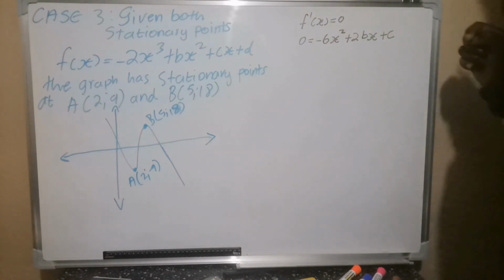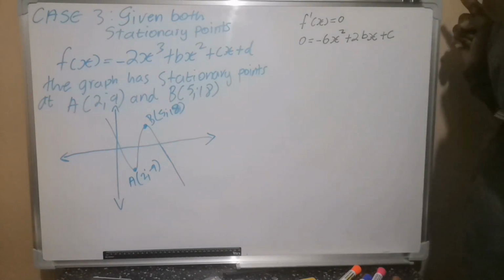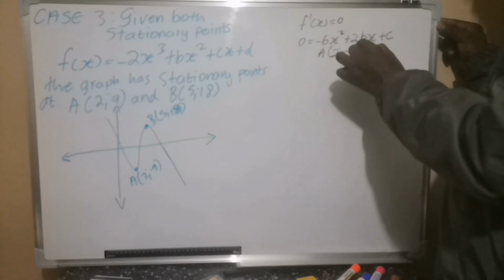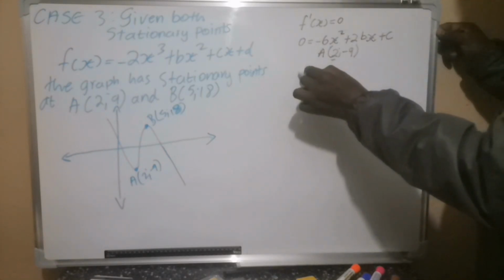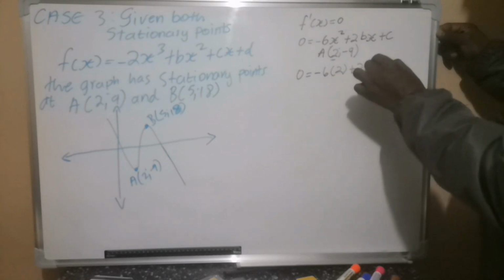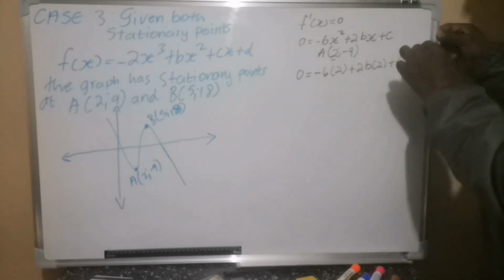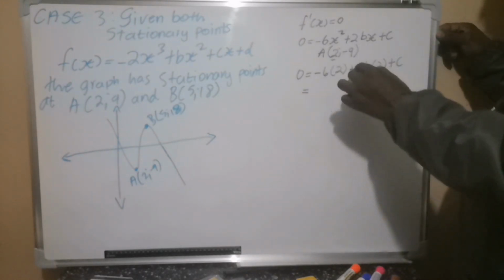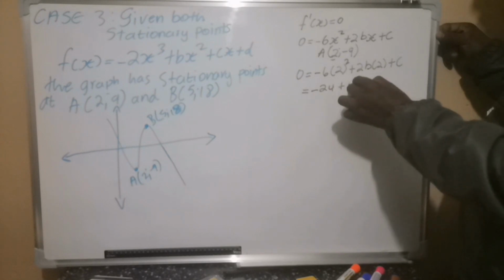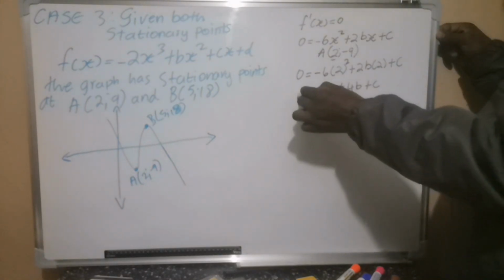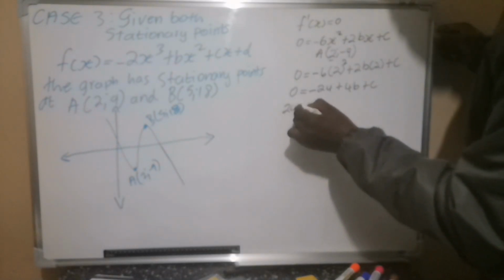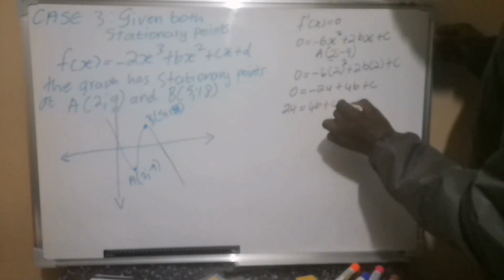Now, after you have derived, you put in the x coordinate of any point between A and B. So for point A, we have 2 and negative 9. Where you see x, we put in 2. So 0 equals negative 6 times 2 squared plus 2b times 2 plus c. Then it's negative 24 plus 4b plus c. I transpose this negative 24 to the left, so we have positive 24 equals 4b plus c.